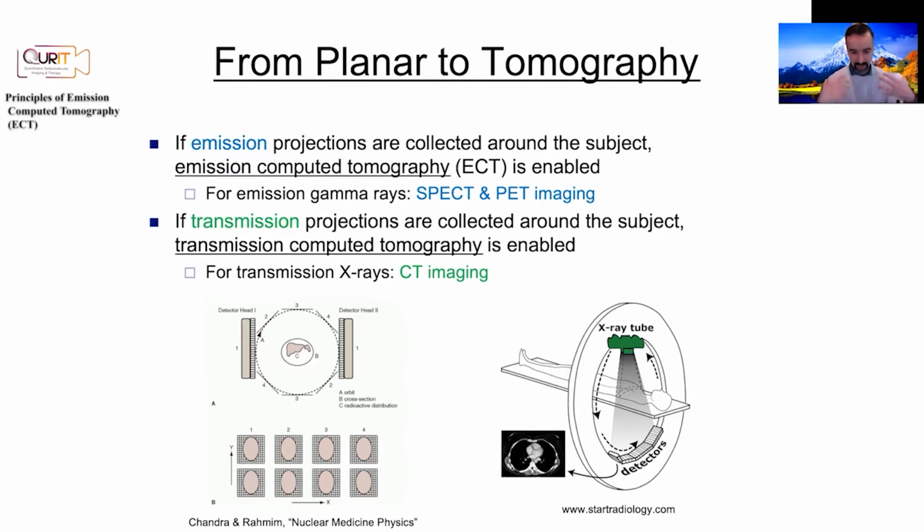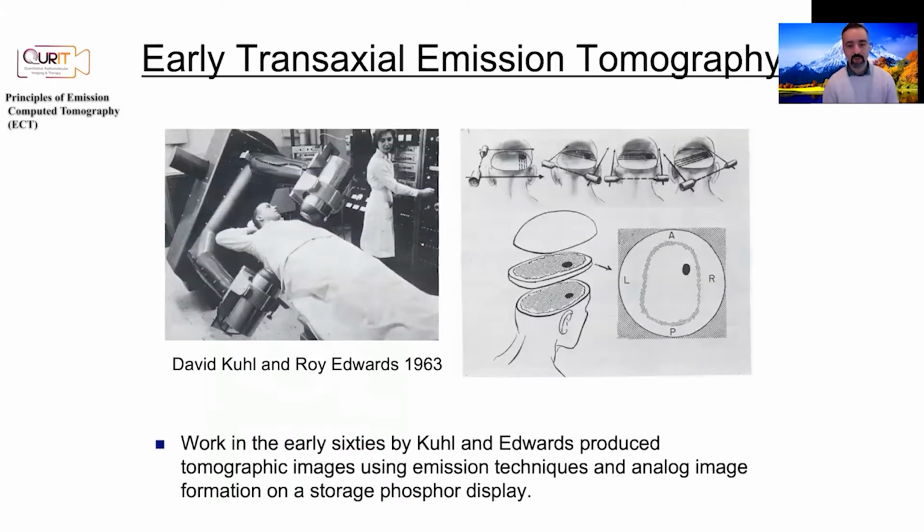But just to really emphasize, there's many different kinds of tomography, and broadly you have transmission tomography and you have emission tomography. So it's very interesting to know, often it is thought that CT came before tomographic nuclear medicine imaging, like SPECT imaging. That's actually not true, and this is a very interesting historical note.